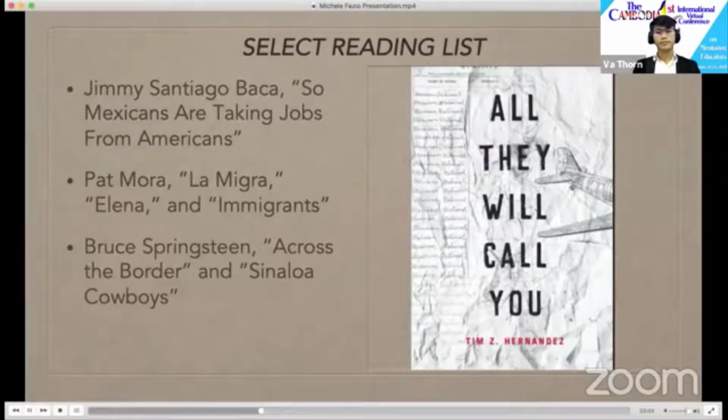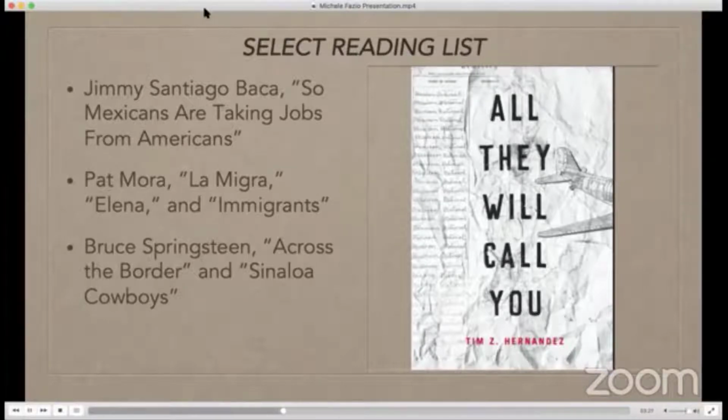We also read All They Will Call You, a nonfiction story about the 28 deported Mexican farm workers who died in a plane crash in January 1948. These stories were recovered by the author Tim Hernandez, and he connected their stories to the victims' families. So together, these readings really broadened students' understanding of ethnicity and class, really asking them to see what has changed or how little things have changed since this time period.